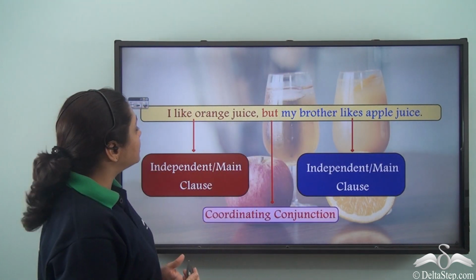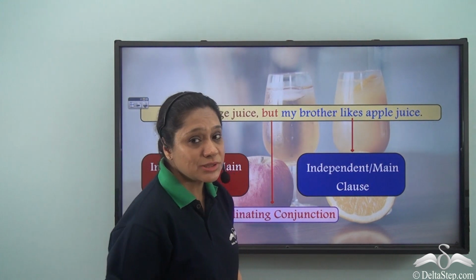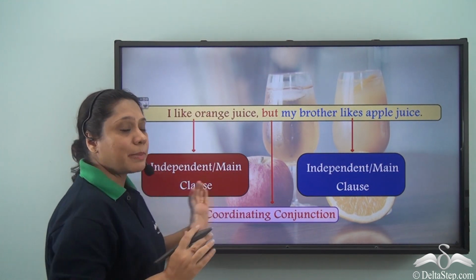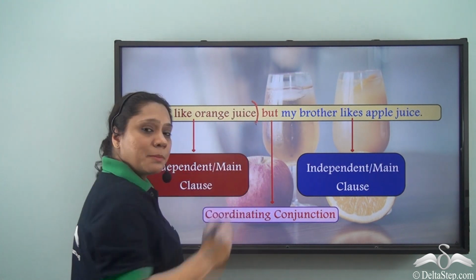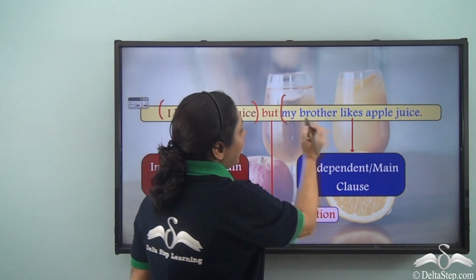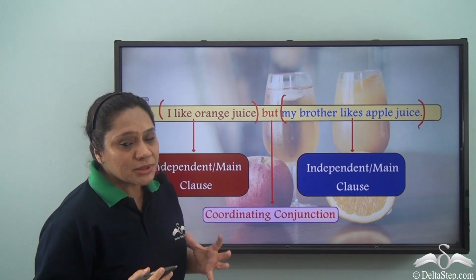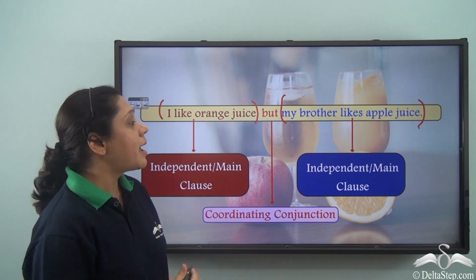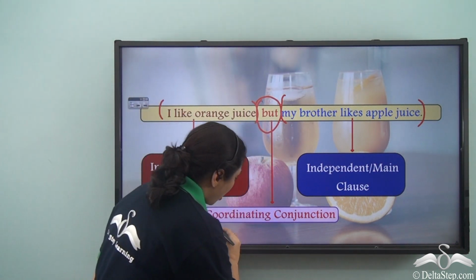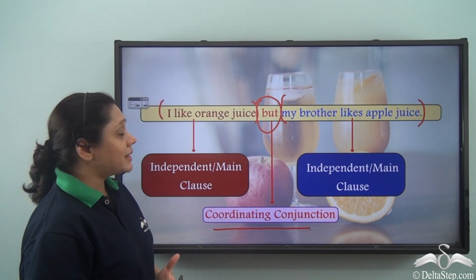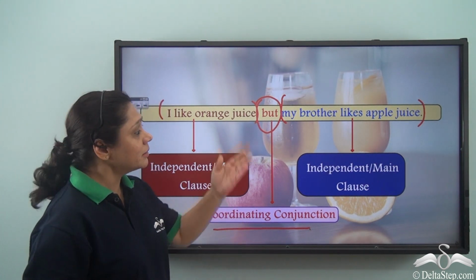So the entire sentence, I like orange juice, but my brother likes apple juice, is made up of two independent or main clauses. What are they? I like orange juice is one independent clause, and my brother likes apple juice is another independent clause. Now both these independent clauses are joined by the conjunction but, and we know but is a coordinating conjunction. So this sentence has two main clauses joined by a coordinating conjunction but.